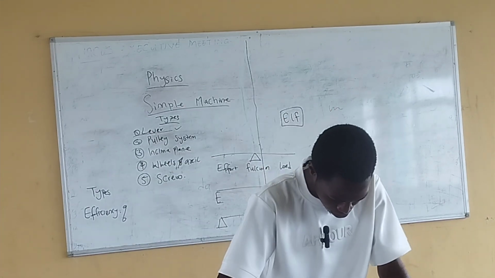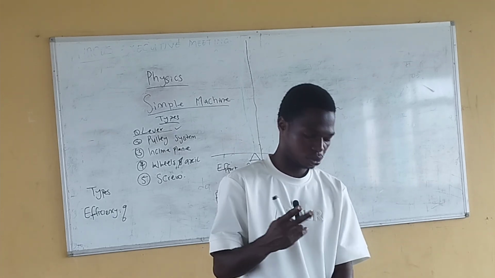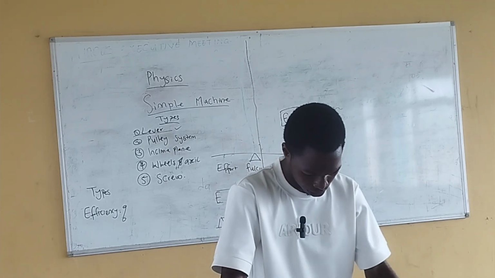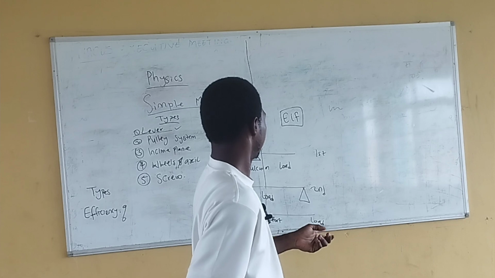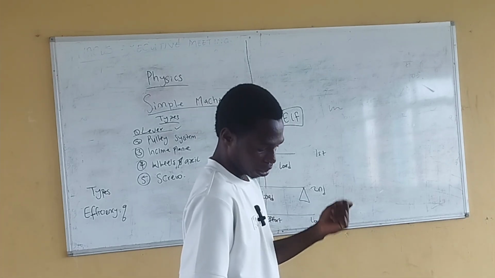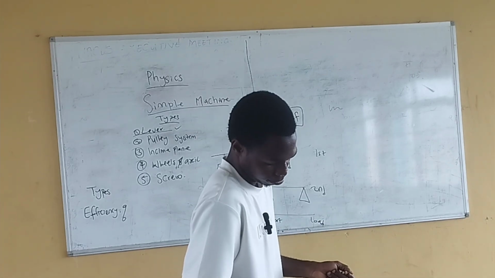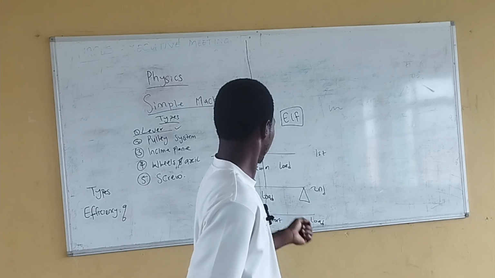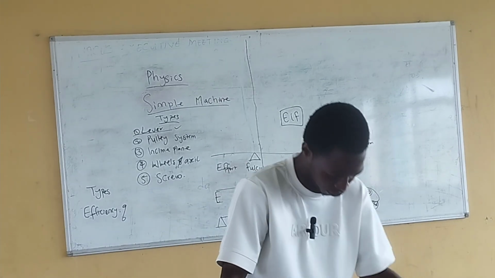For first class, we have scissors, hammer, and pliers. Second class, we have the wheelbarrow. For the third class, they say the arm, the forearm.